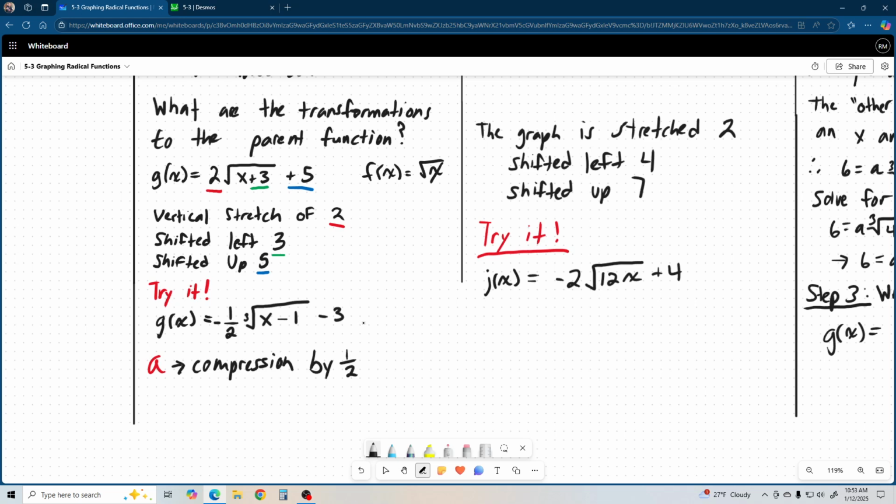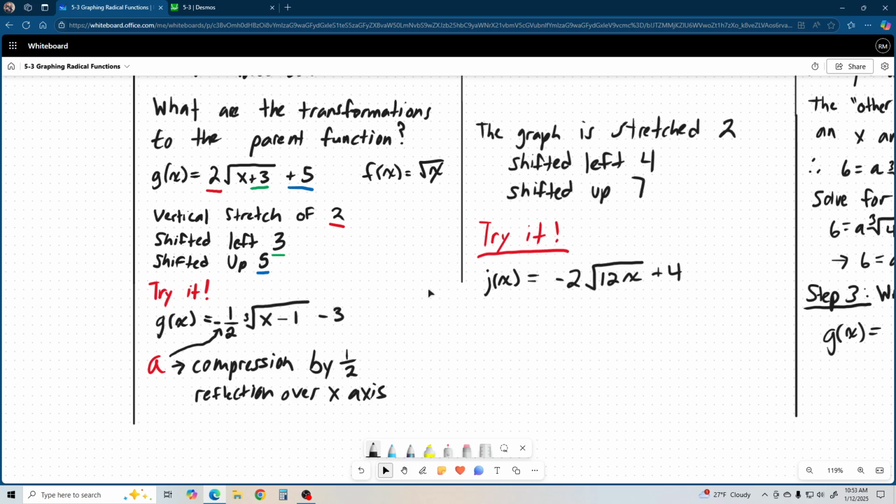It's not going to leave, but the numbers are going to be half the size, right? And then it's also a reflection, right? And it's a reflection over the x-axis because this is negative, right? So because A is this, you'll notice it's negative. That's going to contribute to the reflection, and the 1/2 is going to be a compression, right? If it was a 2, it would be a stretch, but because it's a fraction, it's compression. All right, so that's A.